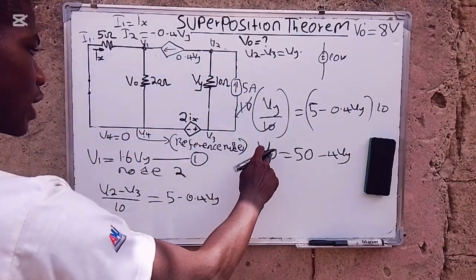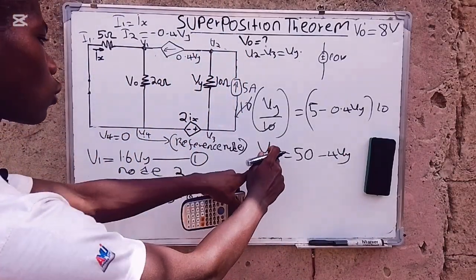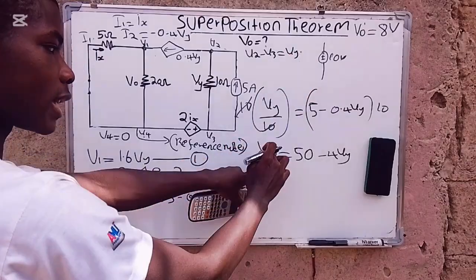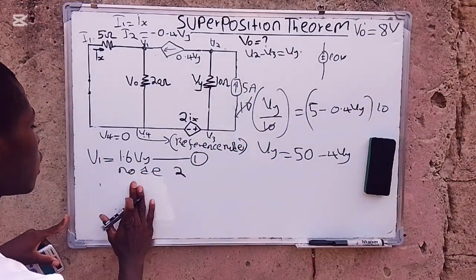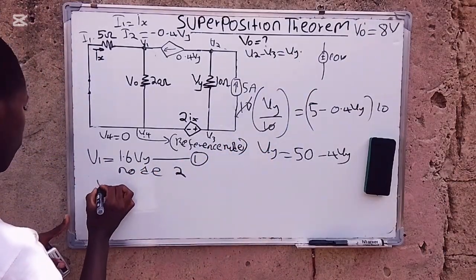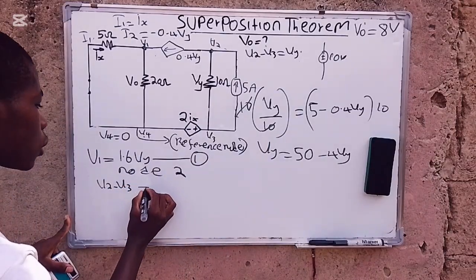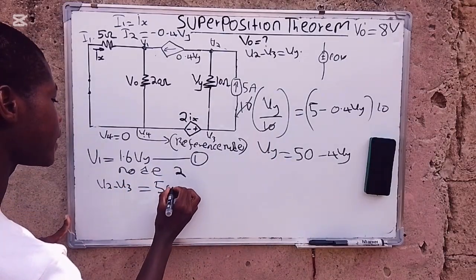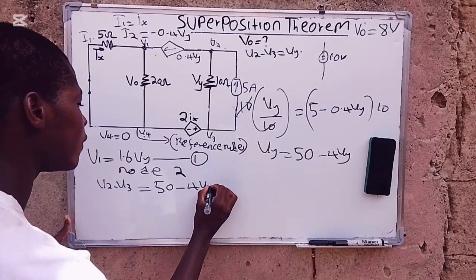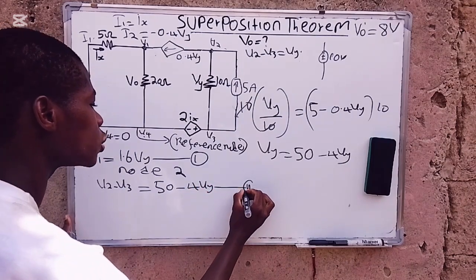So I should now turn back to it. V2 minus V3 is the same thing as Vy. So let me delete this. Node 2 should now be: V2 minus V3 is the same thing as Vy. So therefore, this should now equal 50 minus 4 Vy, as equation 2.